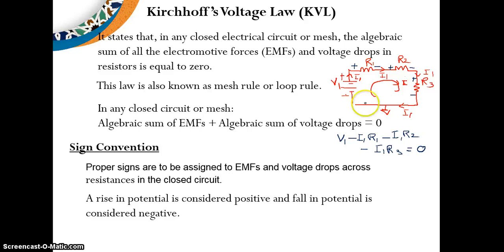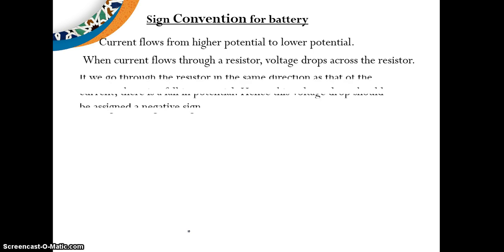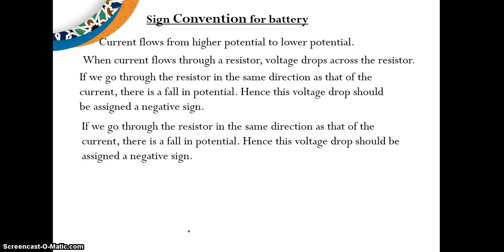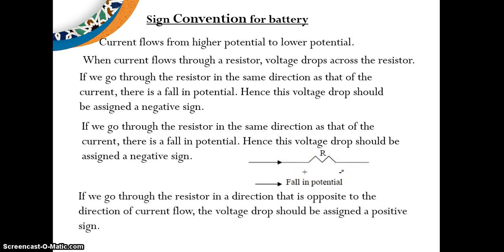So whatever I told you now is what is explained here. A rise in potential is considered as positive, fall in potential is considered as negative. Based on that we are putting the sign. So when you are going through a resistor, current entering is positive, leaving is negative. When it is passing through the resistor, there is a voltage drop across it. So this is higher potential, this is lower potential. So this is plus, this is minus. So that is the sign convention.